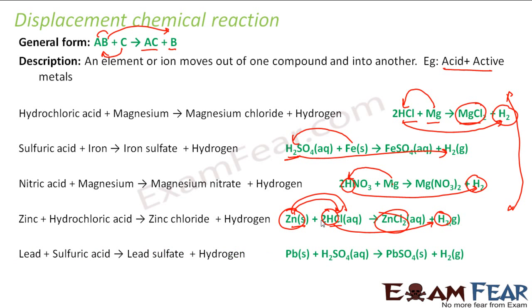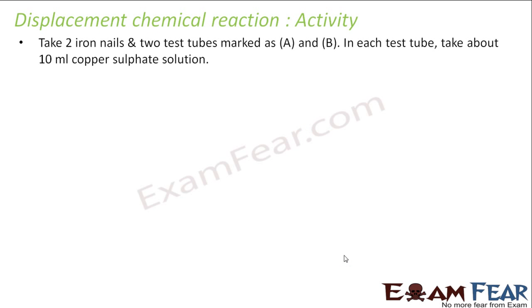For now you can understand that this is a kind of displacement chemical reaction where one element displaces another. So here also, lead plus sulfuric acid becomes lead sulfate plus hydrogen. Lead kicked out hydrogen, and hydrogen is out now, and this becomes lead sulfate. So this is one example of a displacement chemical reaction. For this we'll do an activity.